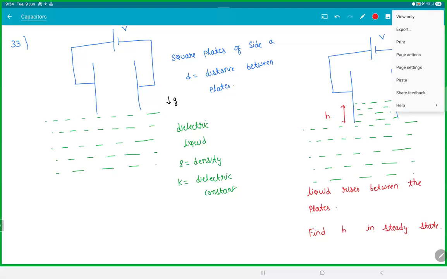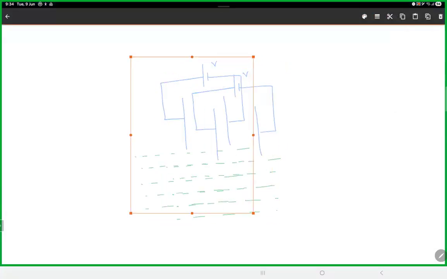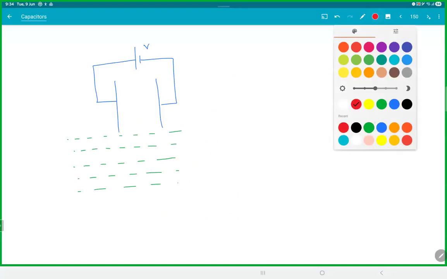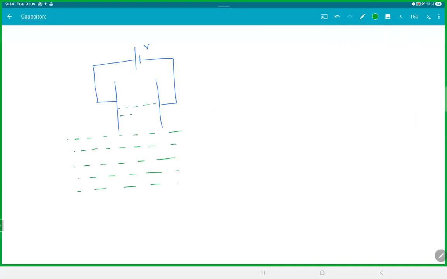So how do we do this? It's a pretty straightforward thing if you know your result. So when the liquid rises here, what are the forces acting on the liquid? You have the attraction force F and you have your mg. So these two must be equal. And this height is h. So force is equal to mg.